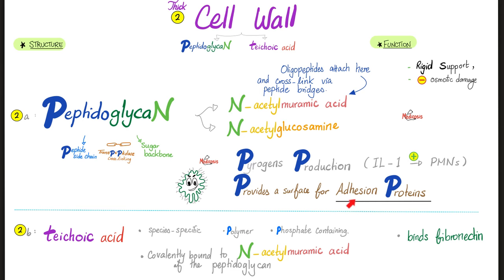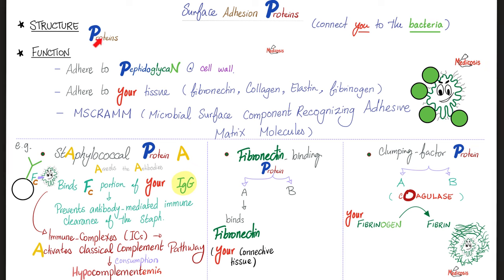Now, what are these adhesion proteins? Structurally, they are proteins. Oh, well, you don't say. No kidding, Captain Obvious. They connect you to the bacteria. That was deep. What do you mean? These proteins will adhere to the bacterial peptidoglycan, and the same proteins will adhere to your tissue. What kind of tissue? Your fibronectin, your collagen, your elastin, or fibrinogen. Clinically speaking, they help us recognize the stupid Staph aureus, and that's why we call these adhesion proteins microbial surface component recognizing adhesive matrix molecule.